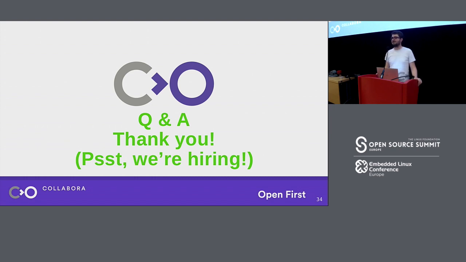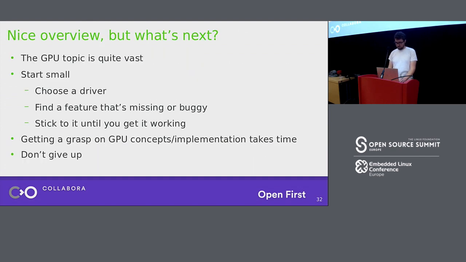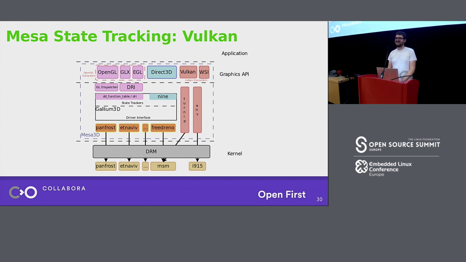Is Vulkan only working with one specific driver, on slide 31? Vulkan is only the MSM driver? It's the Qualcomm one. So Freedreno is the open source driver, and MSM is the kernel side of the open source driver.